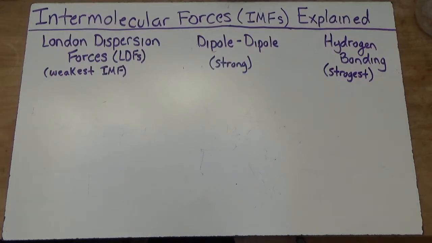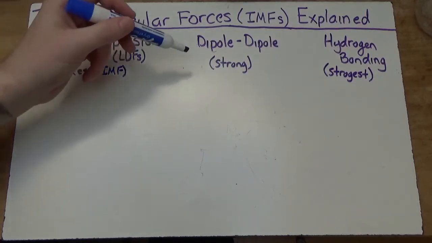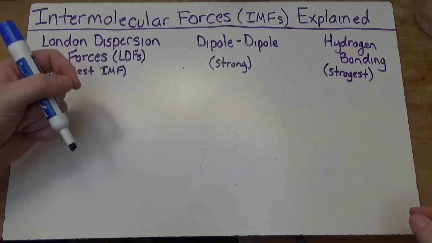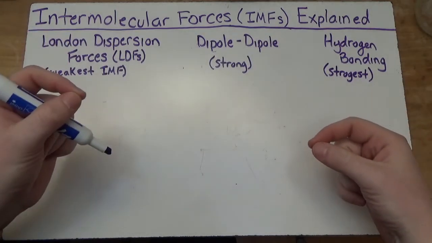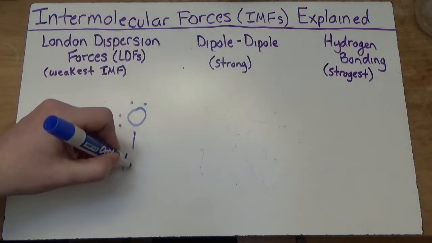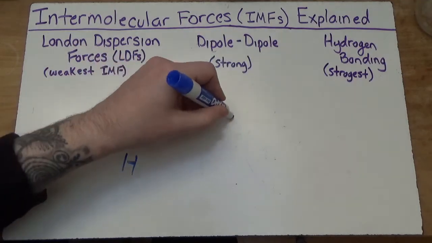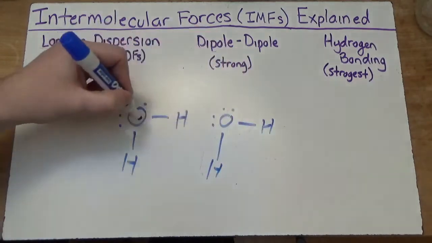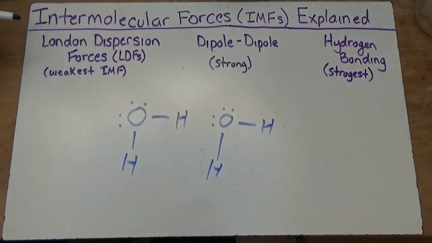Today we're going to try to explain the three main types of intermolecular forces. First thing to understand is, what does intermolecular force mean? This means that we're talking about the forces that exist between two distinct molecules. Okay, so for example, we can talk about how one water molecule interacts with another. This is intermolecular.